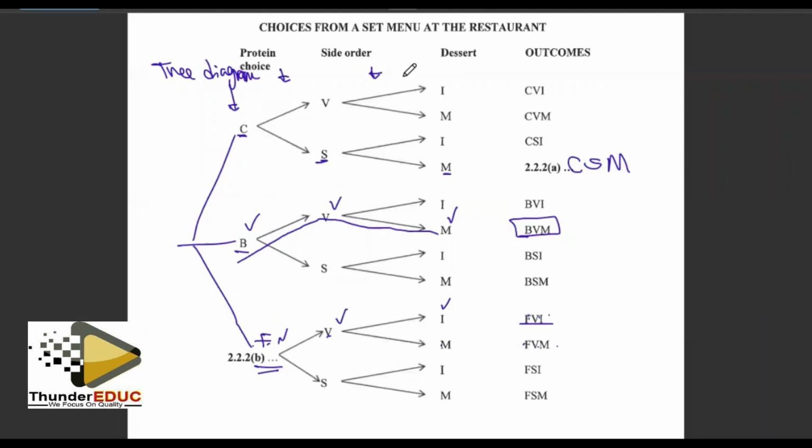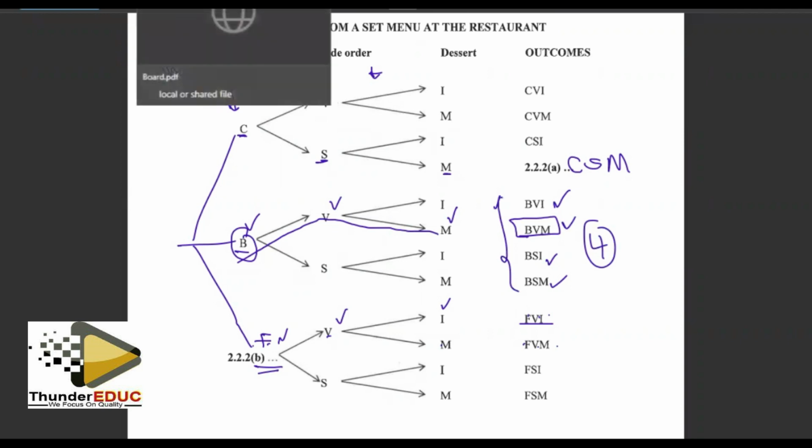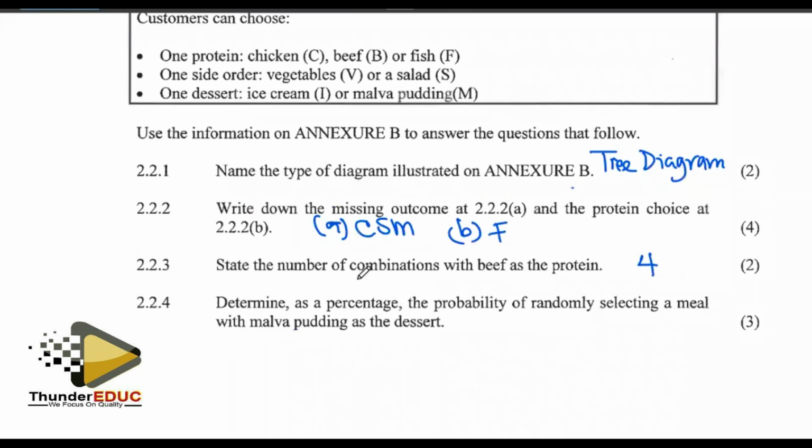Let's go back to the next one. You see beef, which is B. It has split here, and look at where you see B only. So you have 1, 2, 3, 4. So these are the 4. These are the 4 combinations that we have. The other question was: determine as a percentage the probability of randomly selecting a meal with pudding as a dessert.